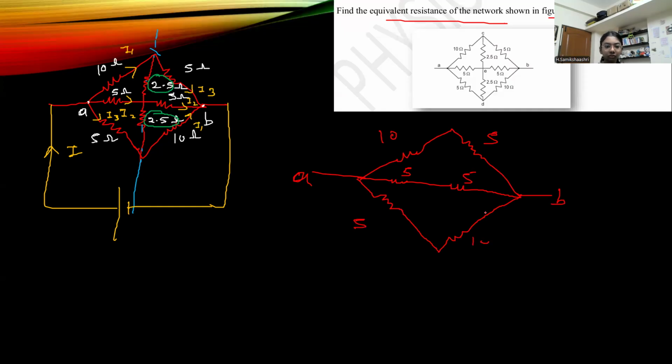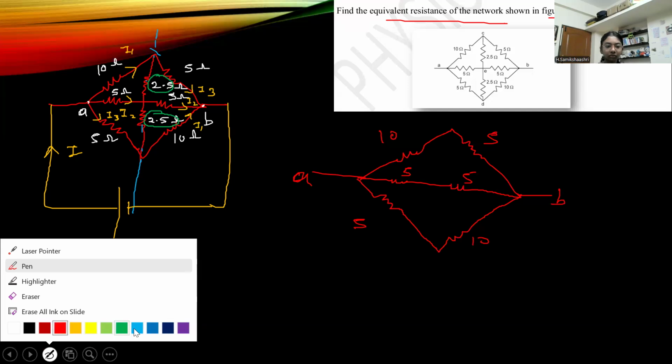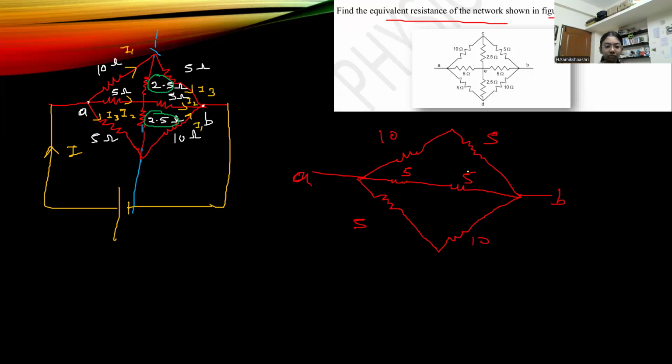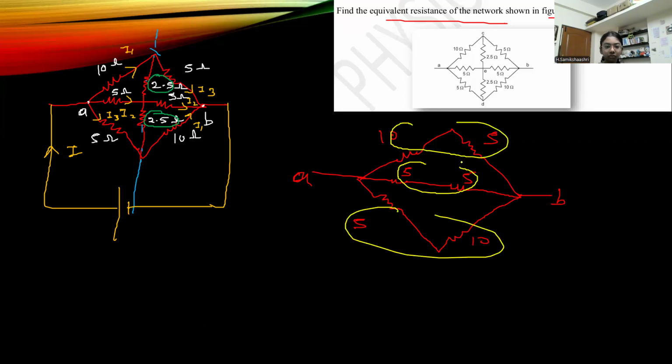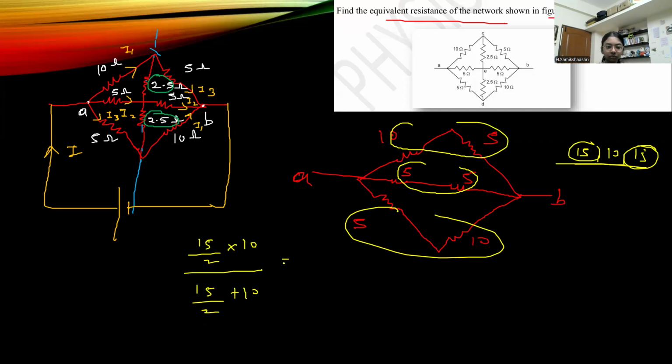5, 10. All three are in parallel. Clear? 5, 5, 10, 15. So also 15. Clear? Now 15, 10, and 15 are all in parallel. So 15 and 15 in parallel, how much? 15 by 2. This is in parallel with 10. 15 by 2 plus 10. What is the answer?